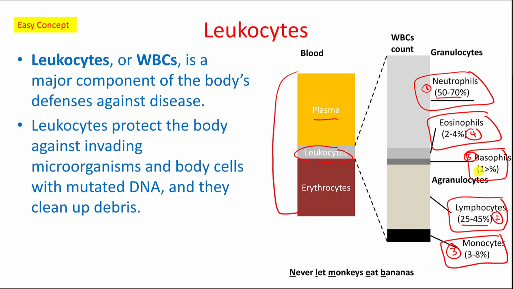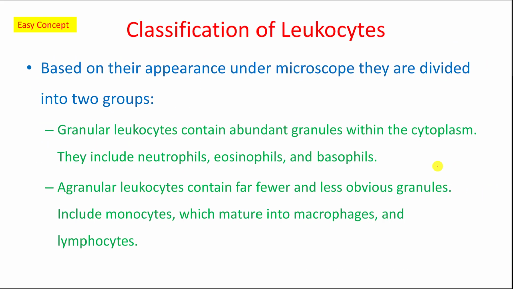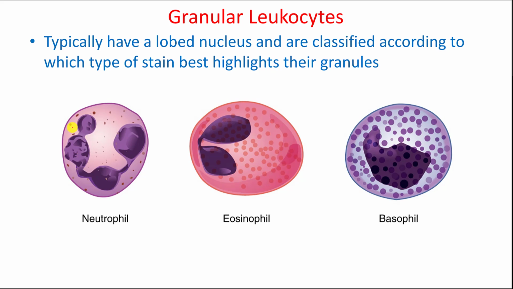Now, those 5 types of cells, we can put them in 2 big groups. Either they are granulocytes or agranulocytes. Now, why do we call them granulocytes or agranulocytes? Because under the microscope, we will either see they have granules, or the granules are invisible under a normal microscope, so they will appear more transparent or more like soft cells. So for the granulocytes, we have the 3 groups: neutrophils, eosinophils, and the basophils.